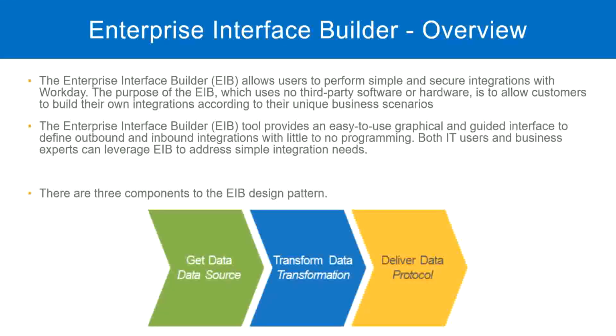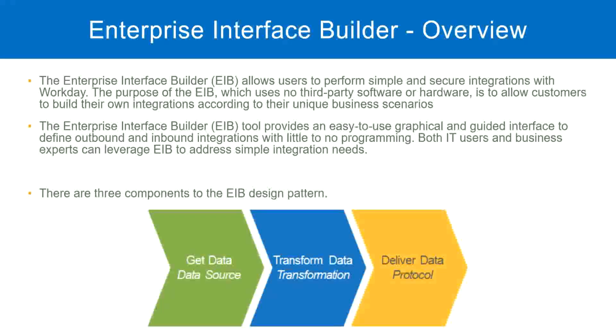When we create an integration using EIB, we will see these 3 steps there as well. Get data, transform data, deliver data. These are the 3 components in an EIB design pattern. So we are going to configure these 3 steps. Get data: where are we going to get the data from? That is something we have to configure. Do we need transformation? If yes, configure that. If no, leave it blank.